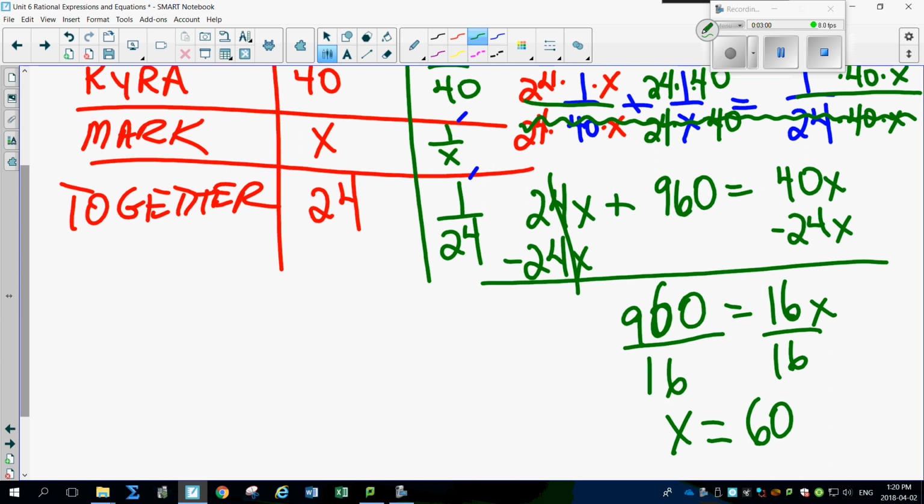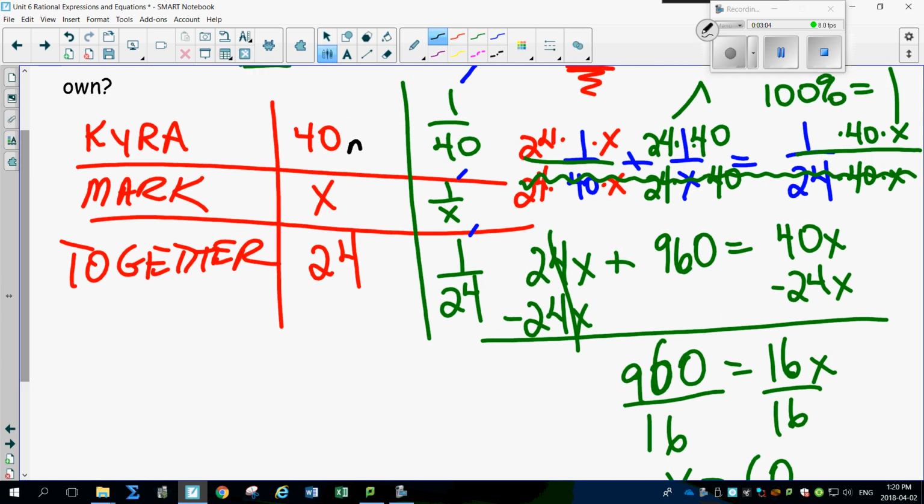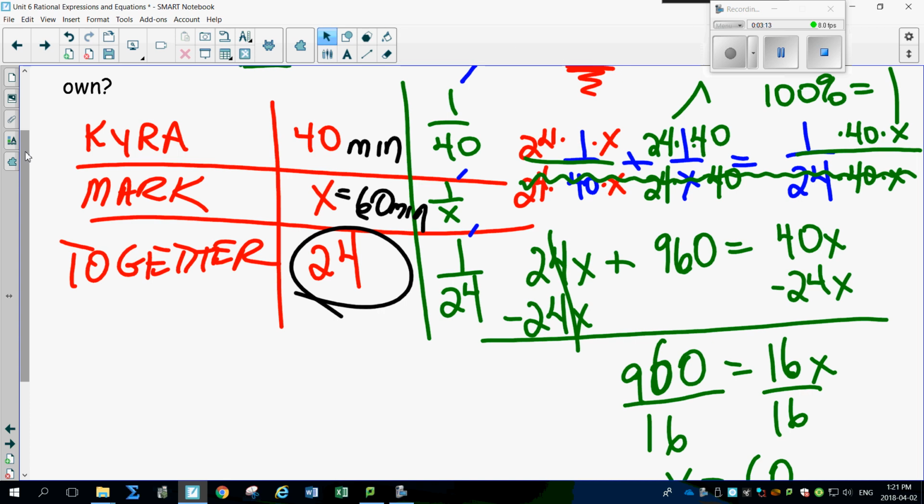So what happens here is, look, Kyra does this in 40 minutes. Mark is the x that you were looking for. It takes him 60 minutes. Together, it'll take them 24 minutes to mow the lawn. Kind of an interesting question, but it's always based on the fact that you're out of 100. That's really going to help you a lot.